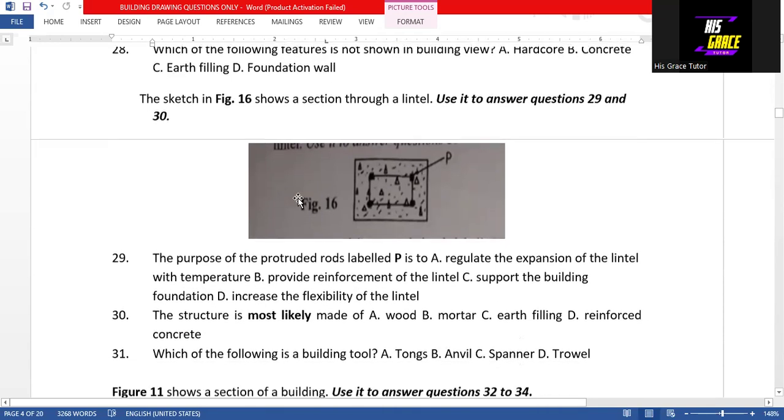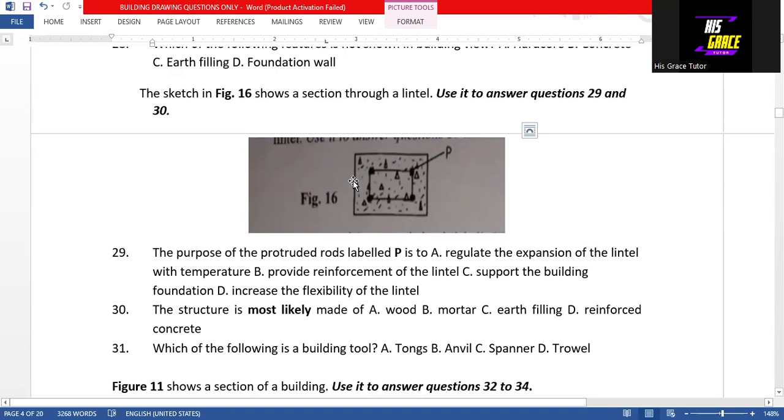Then question 29 to 30. So we have to make use of this diagram to answer question 29 and 30. So this is the diagram that we are using. And question 29 says that the purpose of the protruded rods labeled P is to provide reinforcement of the lintel. That is option B is the answer to question 29.